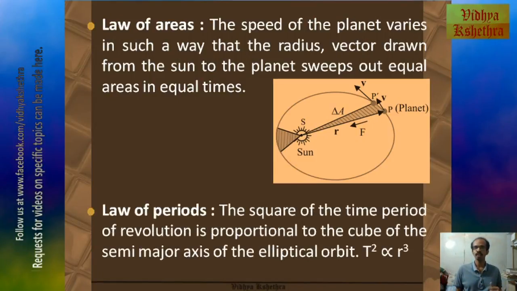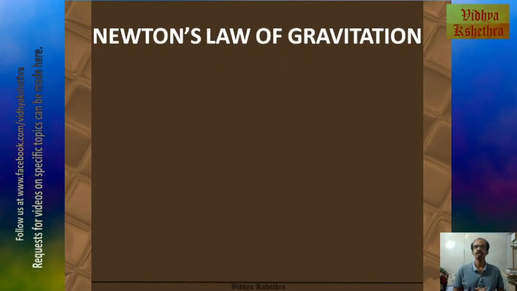Now we can see the final law given by Kepler, and it is called the law of periods. It states that the square of the time period of revolution is proportional to the cube of the semi-major axis of the elliptical orbit. Now we can see Newton's law of gravitation.